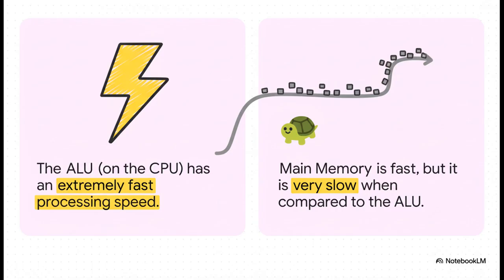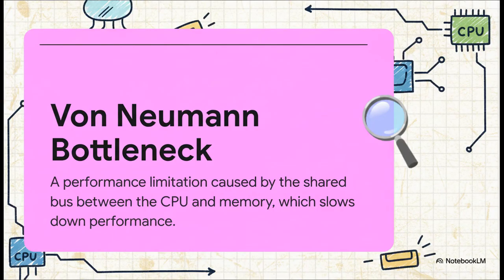I love this analogy. It's like having a Formula One car that can go 200 miles per hour, but it's stuck in city traffic because the road to the gas station is clogged. The CPU is constantly just sitting there, waiting for memory to catch up. And this exact problem has a name, the von Neumann bottleneck.